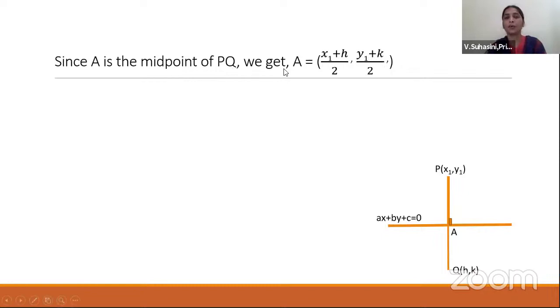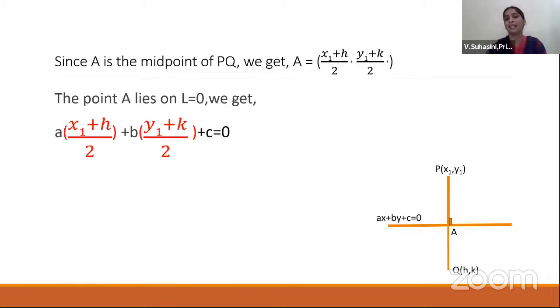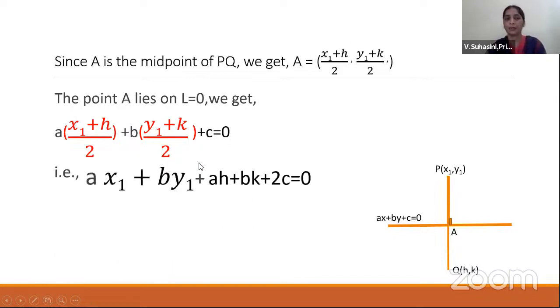Since A is the midpoint of PQ, we get A equal to the midpoint. How can we find the midpoint? Using the formula ((x1 + x2)/2, (y1 + y2)/2). Yes, we got the midpoint. And let us substitute this point A in the equation ax + by + c = 0 because A lies on the line L: ax + by + c = 0. Just look at the diagram, understand the steps, and substitute the x coordinate of A in place of x and the y coordinate of A in place of y in the equation. Then on simplification we shall get, simplify properly, beta.